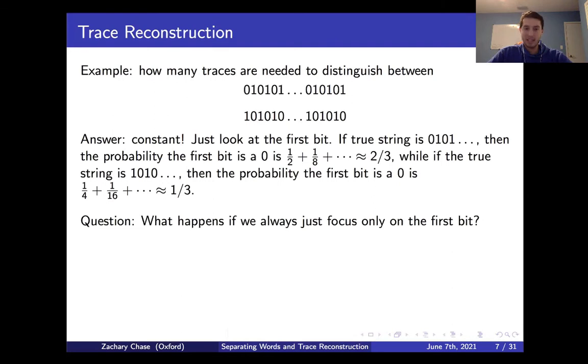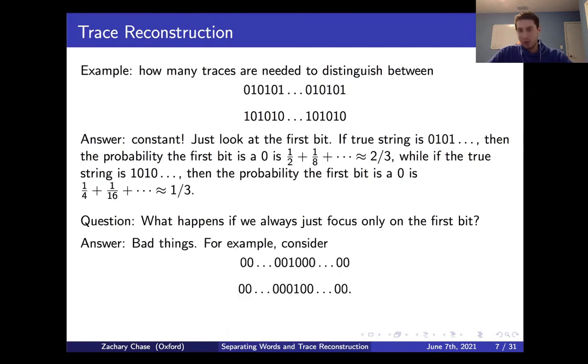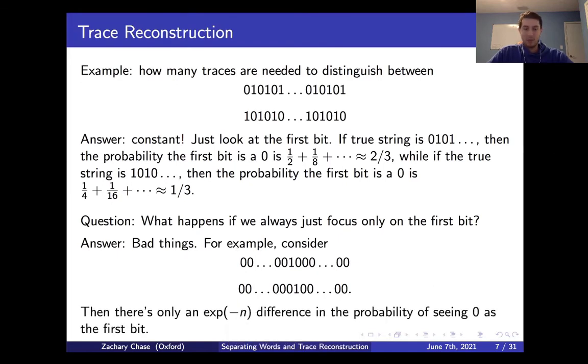And with high probability, you will be correct. Okay, so a question you could ask is, what happens if we always focus only on the first bit? Can this strategy always work? And the answer is no. So for example, you can go back to the example that required n traces. If you consider this pair, then with insanely high probability, the first bit is a 0. So there's only an exponentially small difference in the probability of seeing a 0 as the first bit. So that means that exponentially many traces are required if we do the strategy of only looking at the first bit.